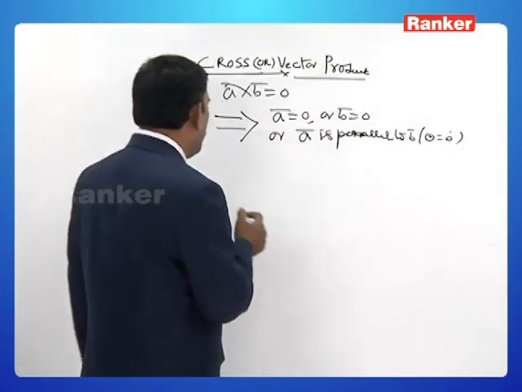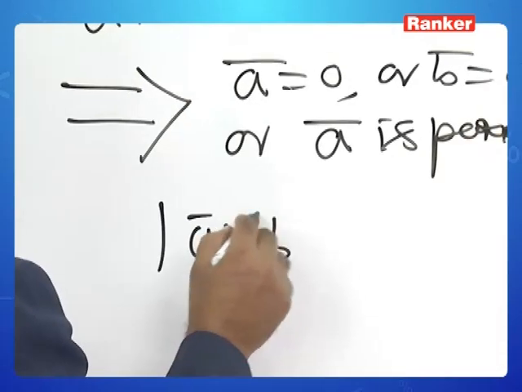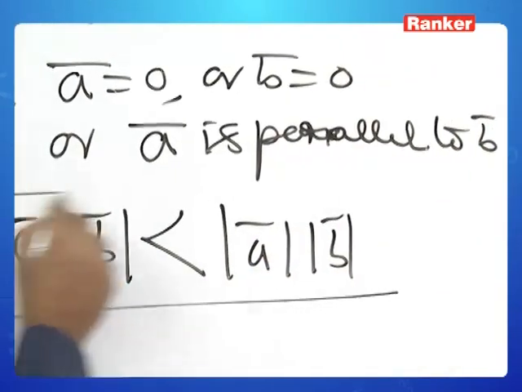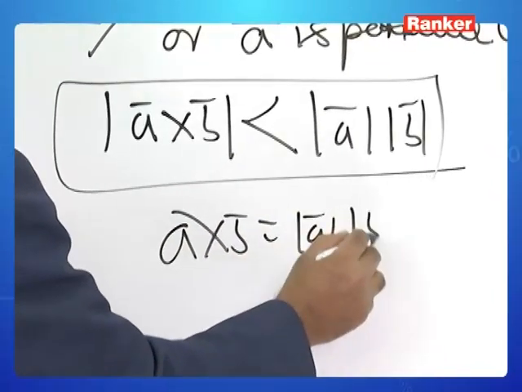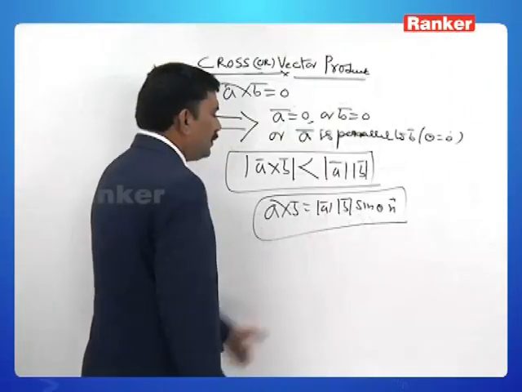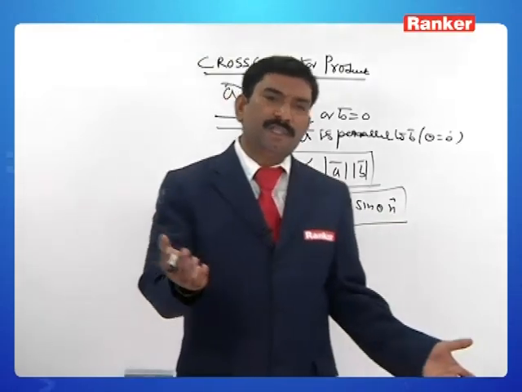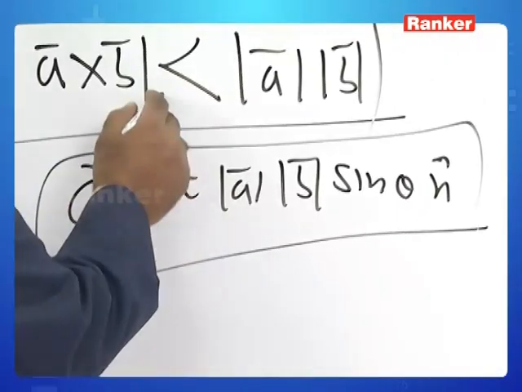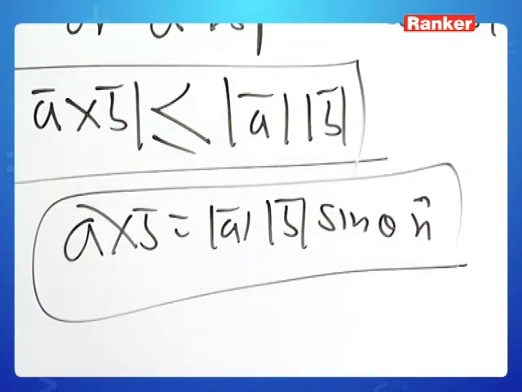And remember, meanwhile, modulus of A bar cross B bar is always less than or equal to mod A into mod B. Why, sir? If I take A bar cross B bar, mod A into mod B into sin theta into what? N cap. Take the modulus. Now look here, modulus of N cap becomes what? 1, and modulus of sin theta is always less than or equal to 1. So therefore I can write less than or equal to 1, correct or not? This also scalar, this also scalar.